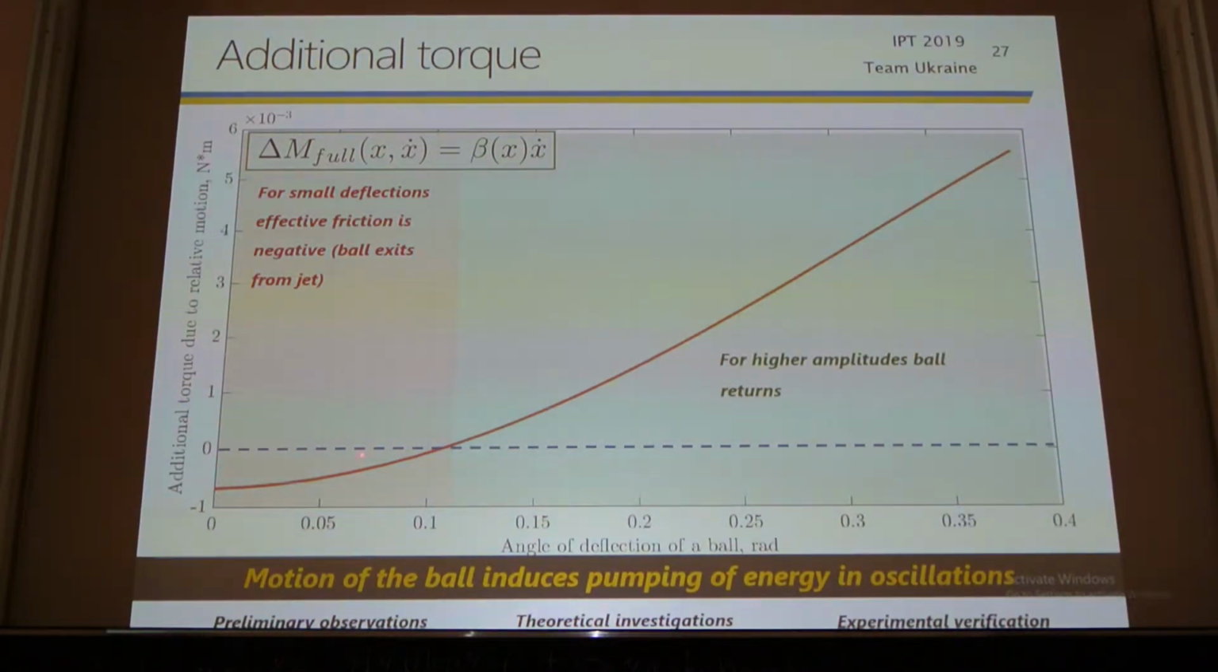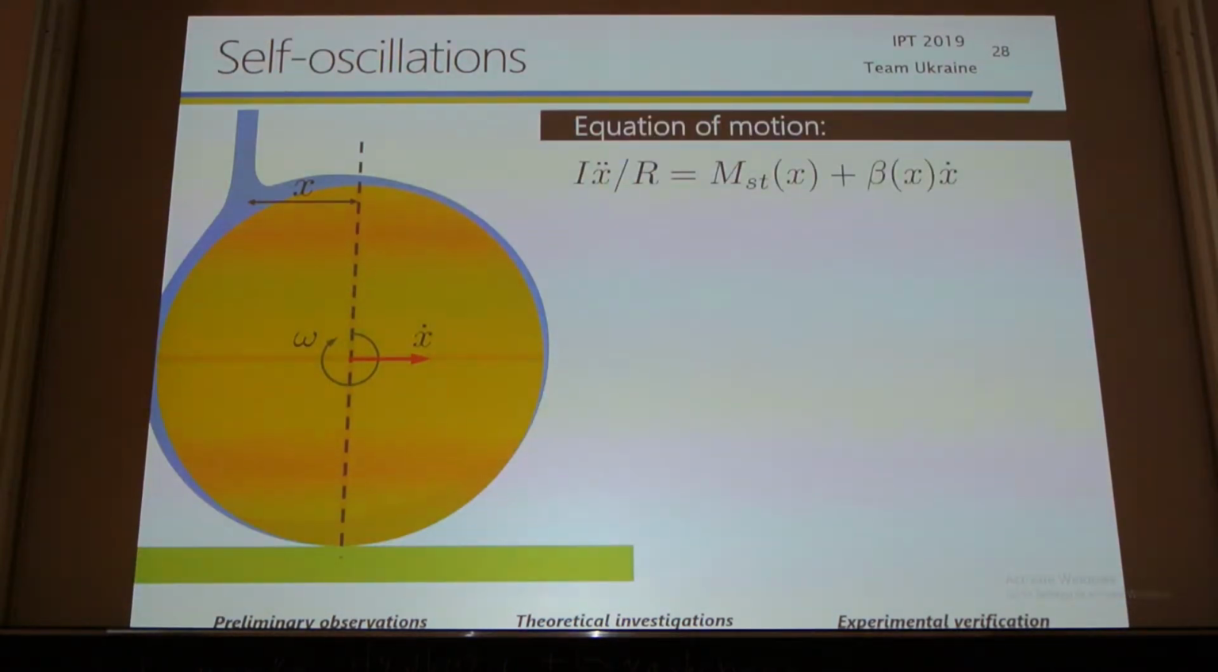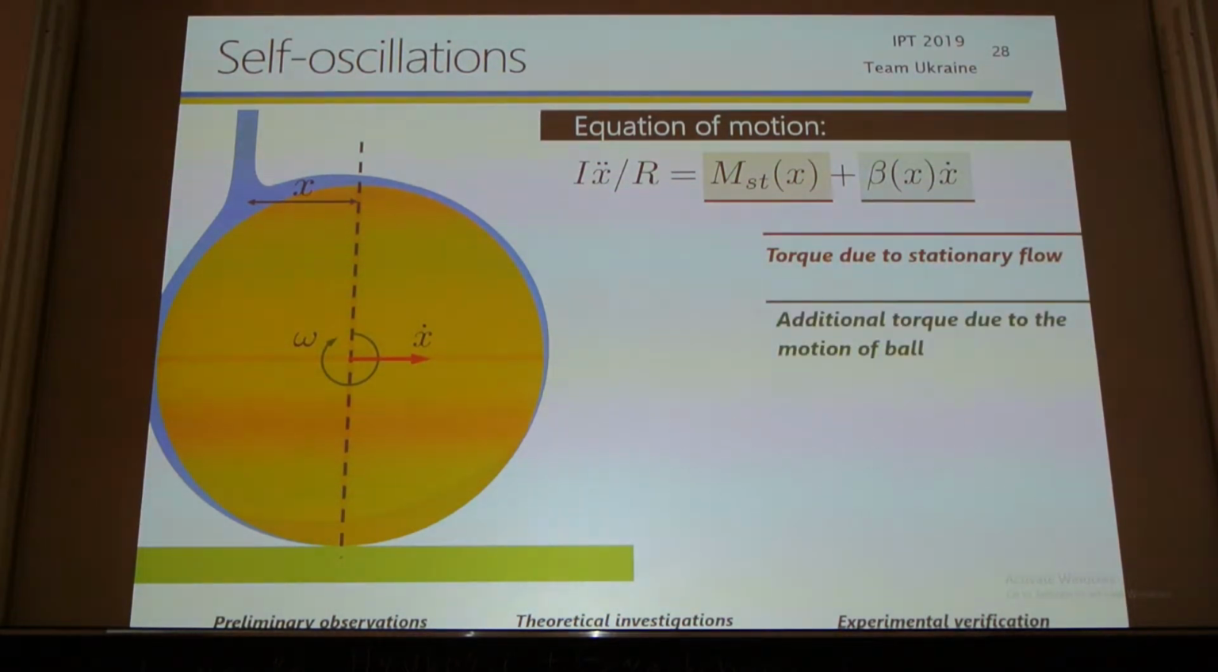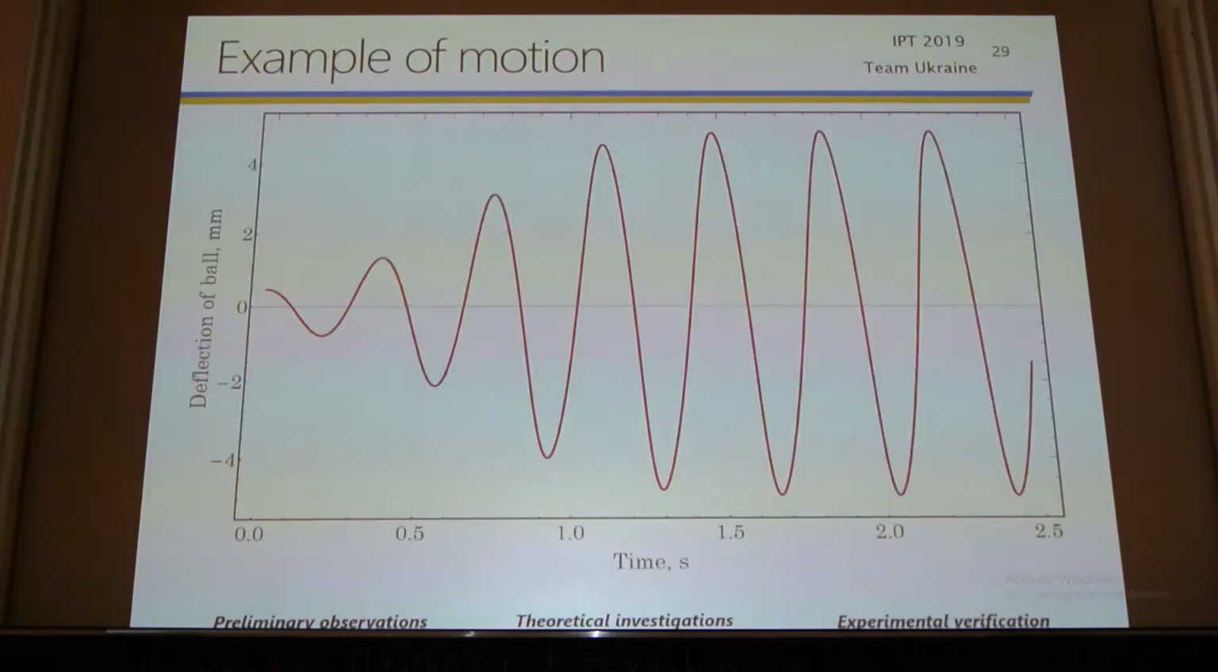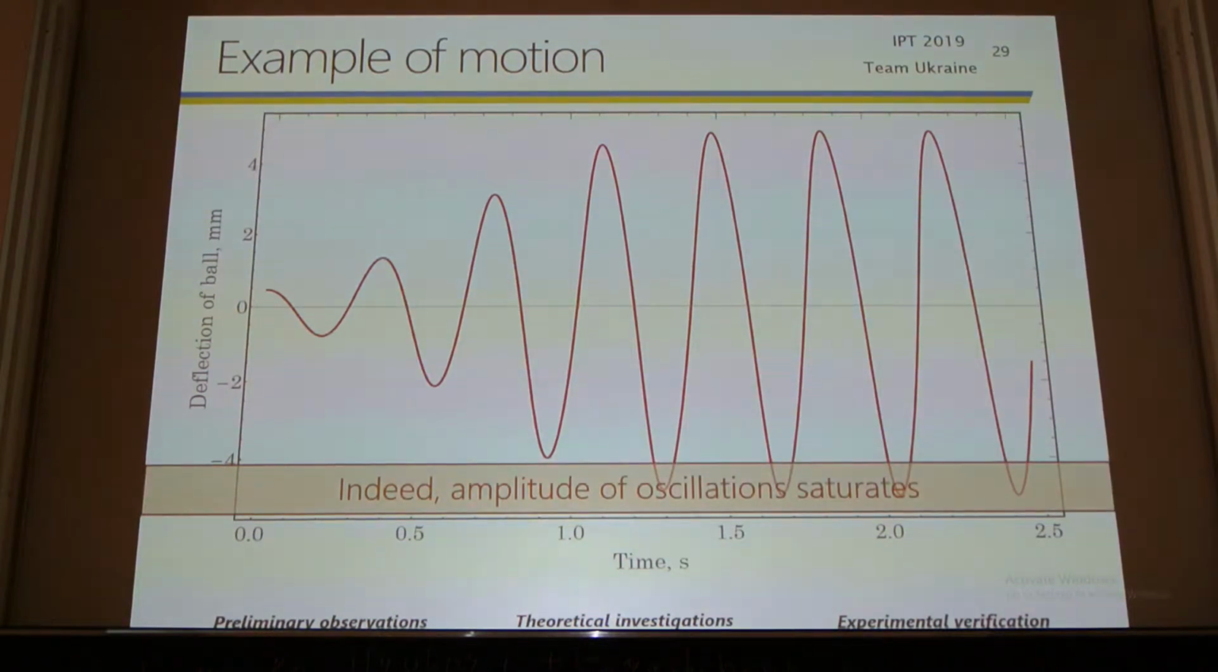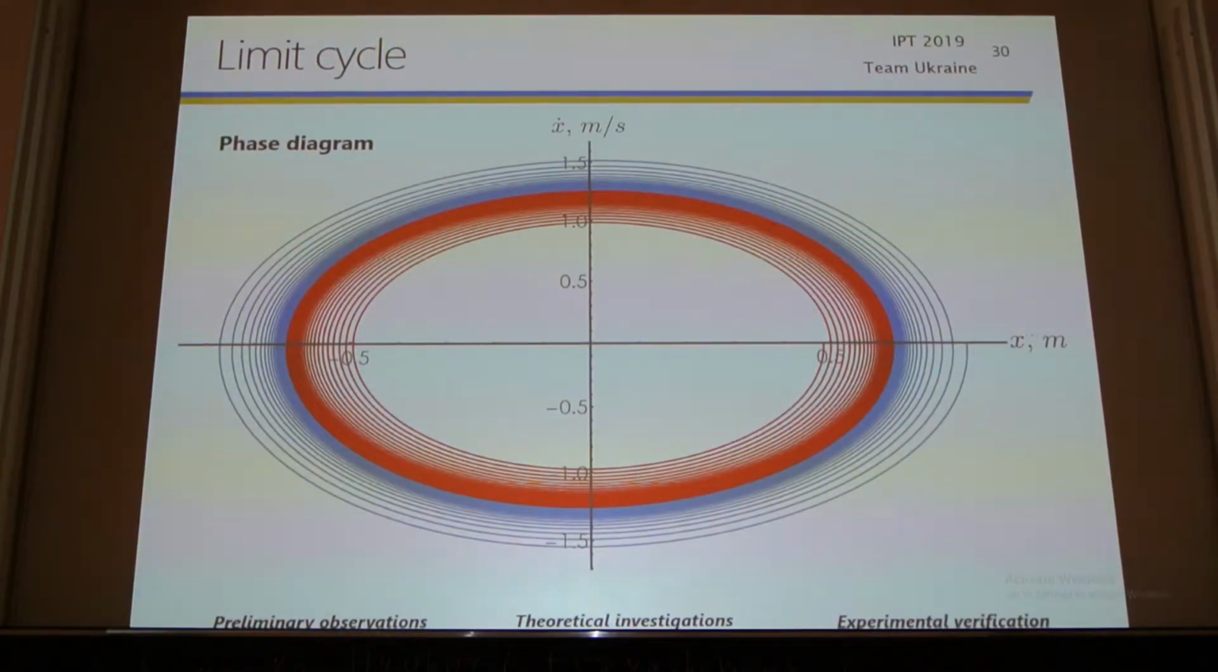And as you can see, for small deflections this torque is negative, and for higher ones it is positive, which leads to the change of the force acting on it. And we solve the equation of motion with the stationary torque, which we found before, and with the time-dependent torque. And here you can see the typical solution of this differential equation. As you can see on a phase plane, for small initial deflections the ball increases its amplitude, and for higher ones it decreases its amplitude.